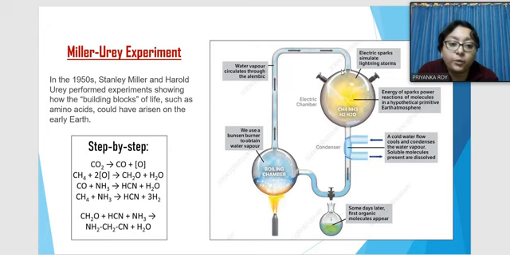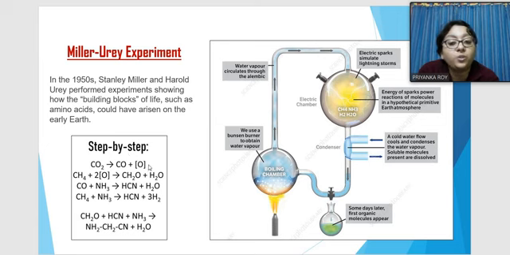So when you give an electric spark, the energy is generated over here, and this energy causes the chemical reactions to take place, and this cool water condenses the water vapor, and the soluble molecules present over here are dissolved, and therefore it comes out as this. The organic molecules are collected here.